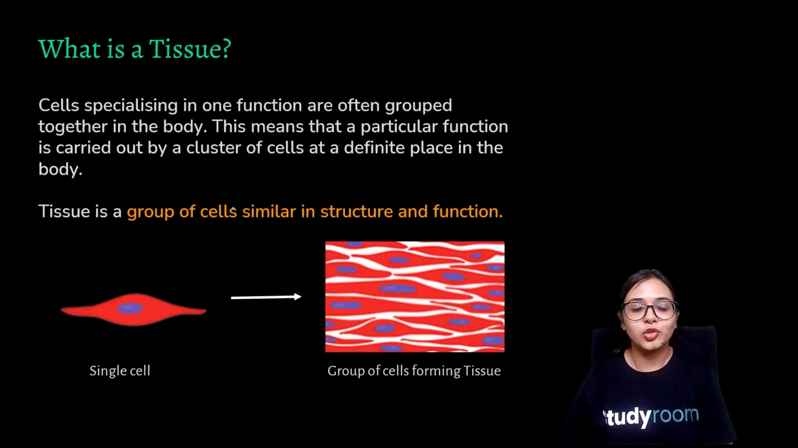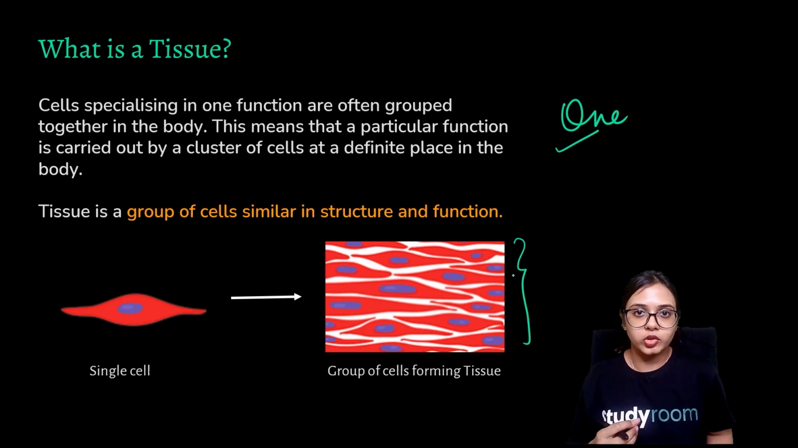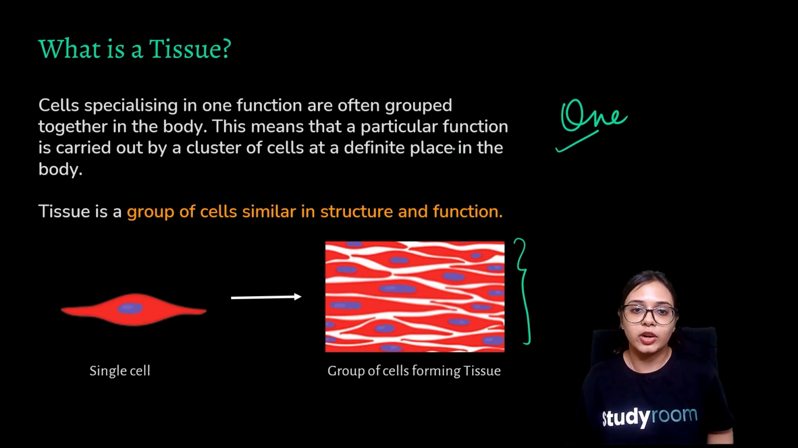First of all, what is a tissue? Now, cells specializing in one function are often grouped together in the body. One single cell may not be able to perform all the various functions that are needed to sustain such a complex organism, right? So there is a cluster of cells in which cells of similar structure and function come together and form groups, and based on which organ they are placed in, they perform that specific function, so that labor is divided in the body, and every function of the body works properly.